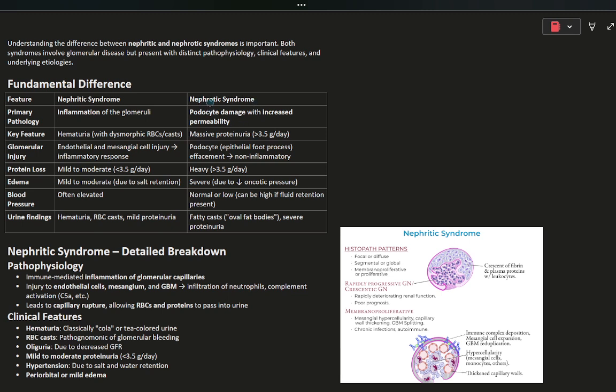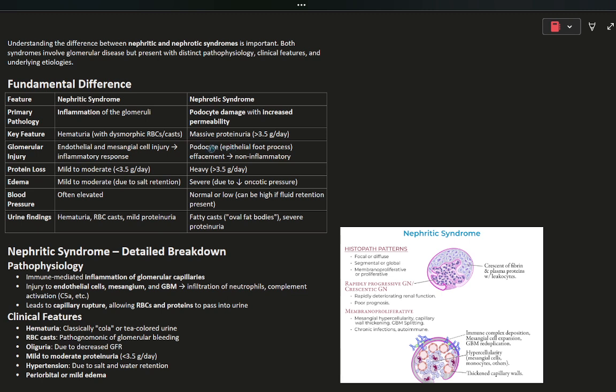For nephrotic syndrome, the primary pathology involved is podocyte damage with increased permeability, and podocytes are cells located adjacent to the glomerular basement membrane, and they are part of the filtration process. And some key features of nephrotic syndrome, or I should say the main feature, is massive proteinuria, where greater than 3.5 grams of protein are lost in the urine per day.